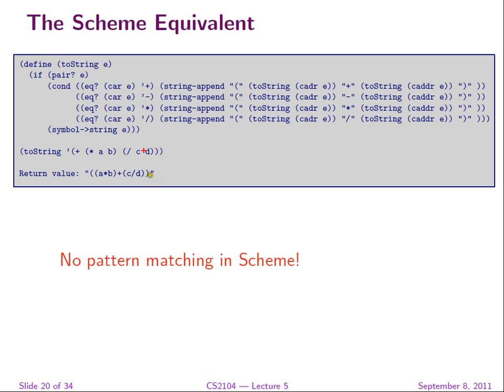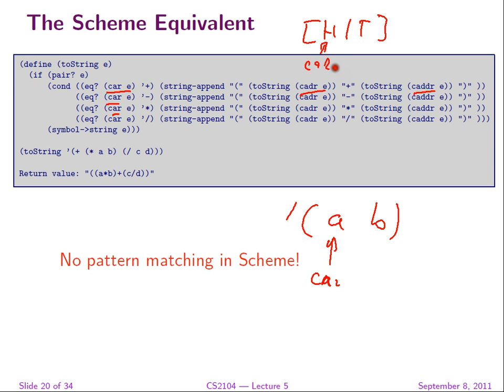So we have to use these cumbersome functions, car, cdr, right? Remember those? So car is what? The head of a list, right? So if in Prolog I have H bar T, in Scheme, I would have a list represented as (A B), right? A would be car, the equivalent of the head, and the list containing B would be the cdr.